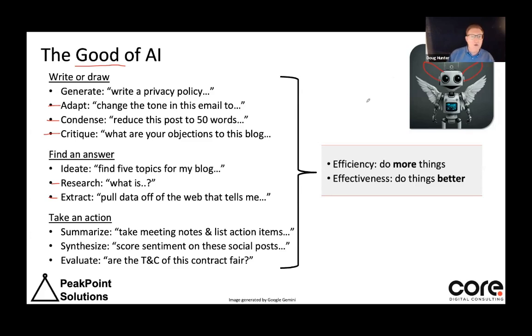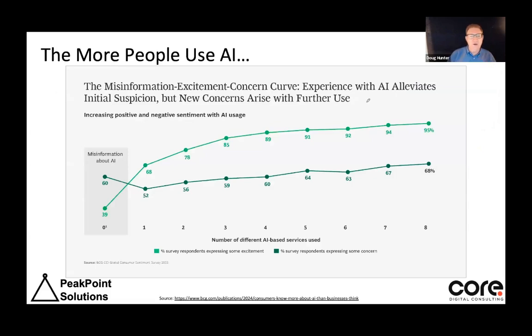So with all the good things you can do with AI, you think people will become more comfortable with it as they use it more. Now, the reality is that's not what happens. So here's another study from BCG from the end of last year. Your x-axis here is the number of different AI services a survey respondent has used, and it ranges from 0, meaning they've never used AI before, all the way over to 8. In today's world, if you've used 8 different AI services, it makes you a power user. Now, your y-axis over here is the percent of respondents either expressing excitement or expressing concern.